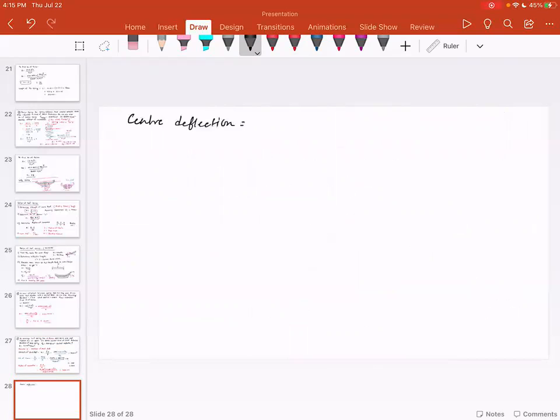Center deflection is L square divided by 8R, which is 1000 square divided by 8 times 1600, which is 78.1 millimeter. This would be the deflection of the center. Okay, any questions here?